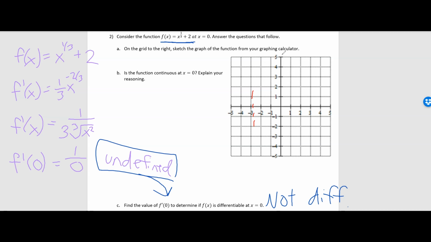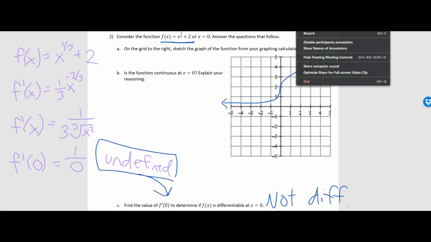And again, let's just take a real quick look at what this graph looked like. Oops, let's get my eraser. So again, we had something that looked like this. The function was continuous, but it had a vertical tangent at the point we were trying to take the derivative of, which made this function not differentiable at x equals 0. Okay, let's move on to the next example.